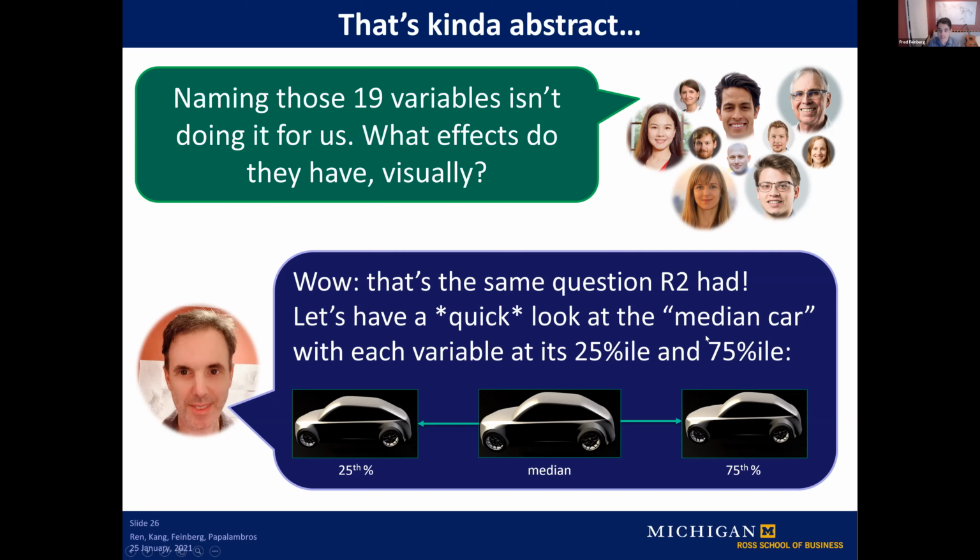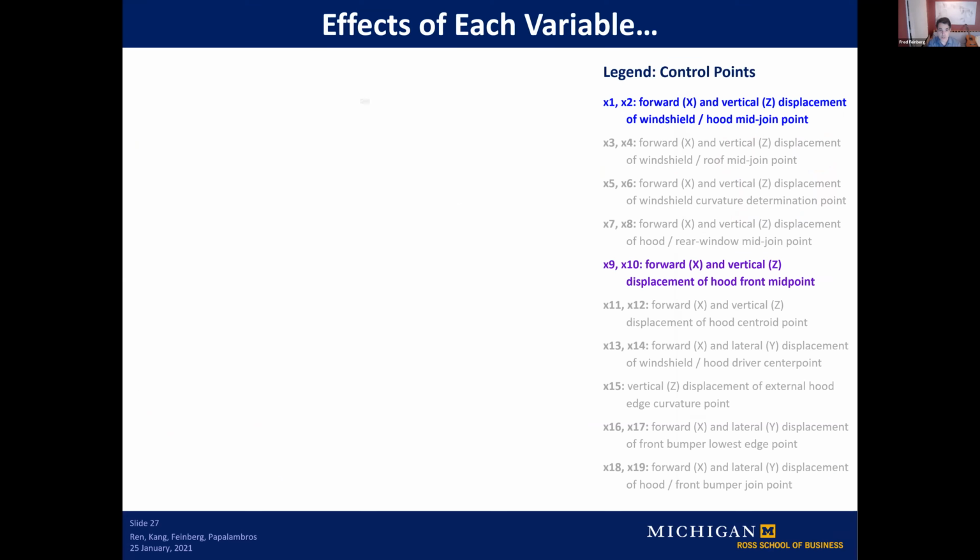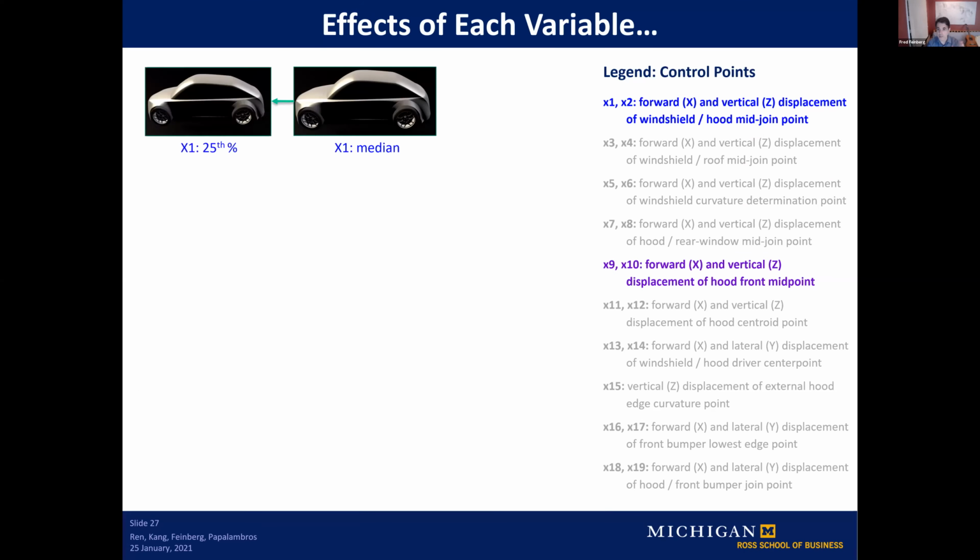So let's have a quick look at the median car. That's in the middle. And what happens as we move these variables around 25% in each direction? So I think that's a lot easier to see. So here's the average car. Everything is at its median point. If I move the windshield hood midjoint point a bit forward, you can see the front of the car has gotten a bit shorter. And here it's got a bit longer. It's subtle, but it does change the look.